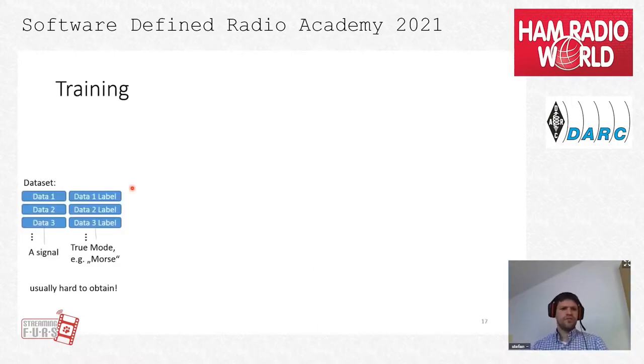How does training work? First of all, we need data. So a data set consists of the single data, which could be a signal, a radio signal in our case. And you need to have the data label. The data label is in our case the true class, which could be a Morse code or any other radio mode. And these labels are usually very hard to obtain because you need a lot of data, and labeling this data is usually done by hand or by using some kind of synthetic generation of data.